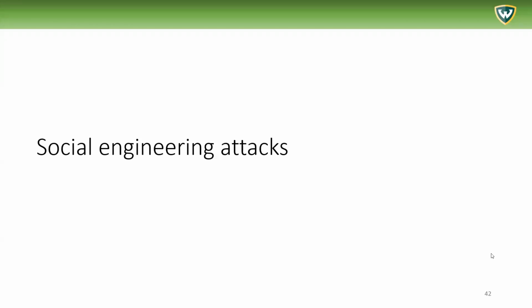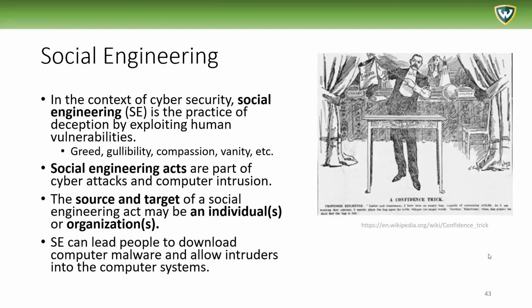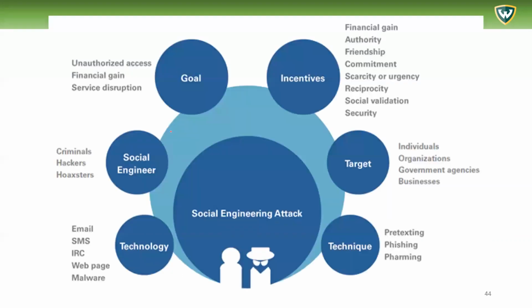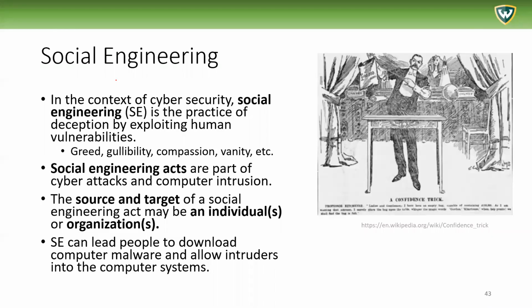Social engineering attacks. Social engineering in the context of cybersecurity is the practice of deception by exploiting human vulnerabilities. It's using social engineering to create the cyber attack. And these human vulnerabilities are things like greed or gullibility or compassion or vanity. So maybe they could even be good things, but they exploit some kind of psychological shortcoming of humans.